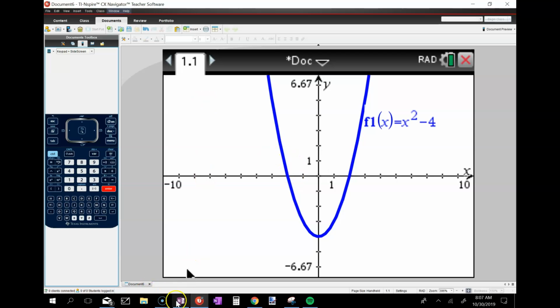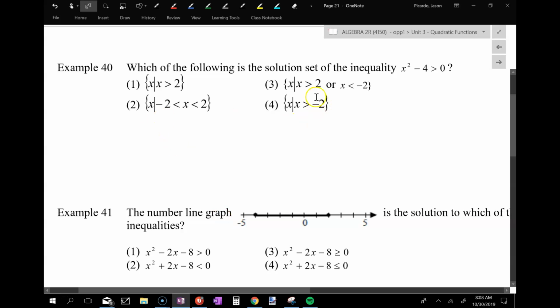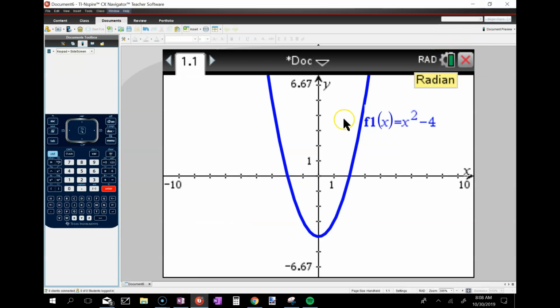Now look at the way that this one is written. This one's not written as intervals. This one's written as inequalities, right? So would it be fair to say that if I want this piece, I want everything that is less than -2. If I want this piece, I want everything that is greater than 2. Fair to say? All right.